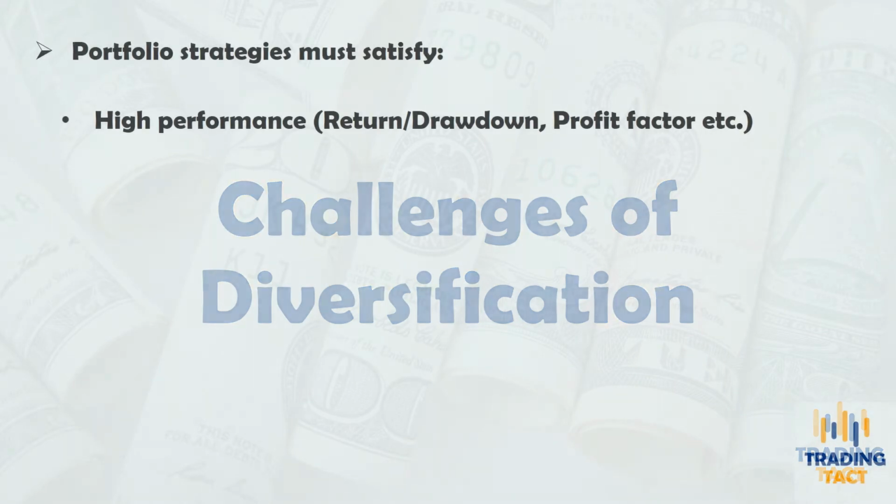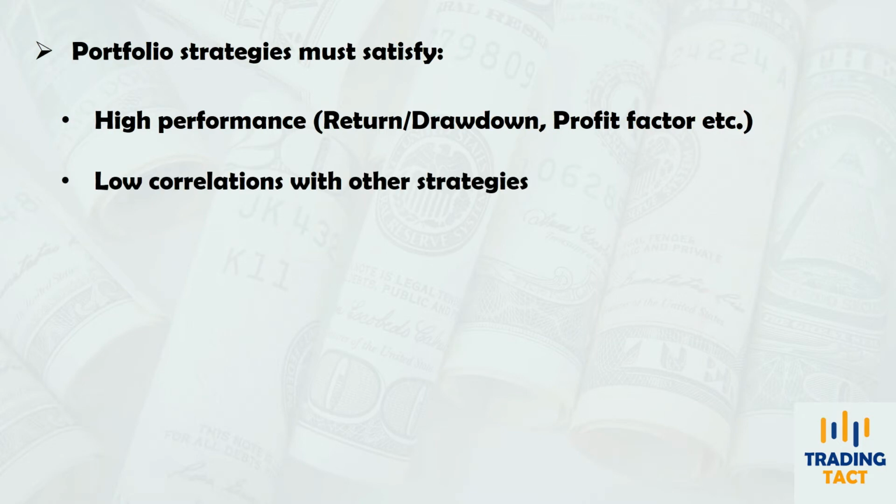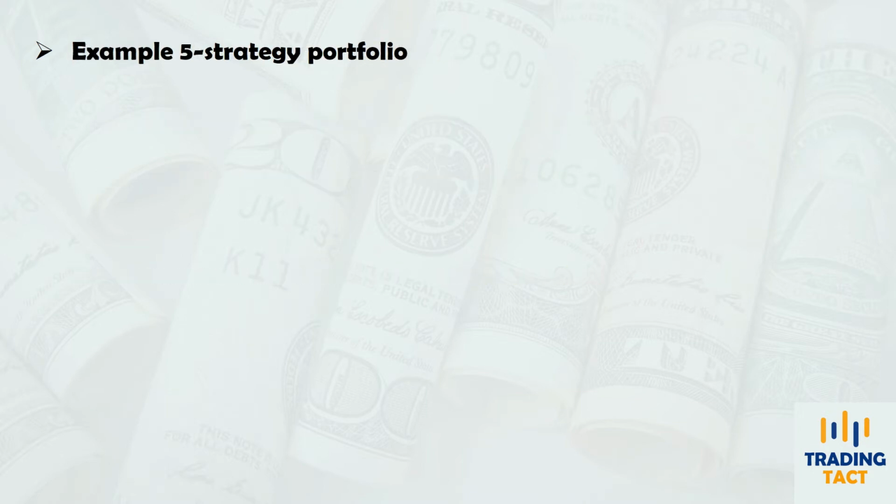The strategies you select for your portfolio should concurrently satisfy these two conditions. They should have the highest performance, as measured by your favorite metric, and they should have low correlations with other strategies in the portfolio. The challenge is that portfolio performance and correlations are interrelated. Suppose you wanted to build a 5-strategy portfolio manually. The process would probably look something like this.